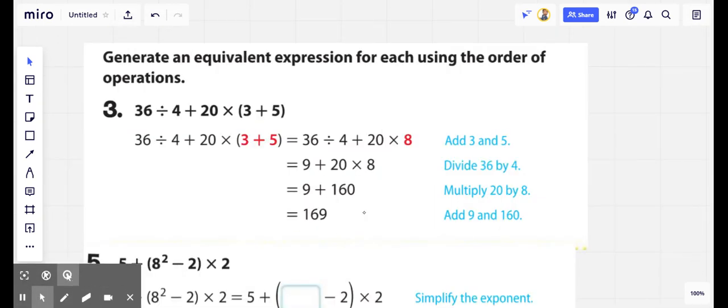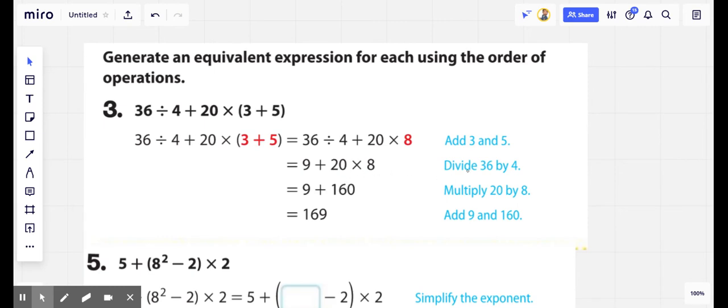For example number 3, same thing, except this time we have some division, addition again, and multiplication. Now we have some parentheses, okay? And so that's what we're going to do first, all right? So you see the 3 plus 5 in red? That's what they did first. So they added 3 plus 5, and it's 8. And then they divided 36 by 4 because we worked from left to right. So they started all the way back over to the left and did 36 divided by 4, which is 9. Okay, and they just brought down your 20 and then the 8.